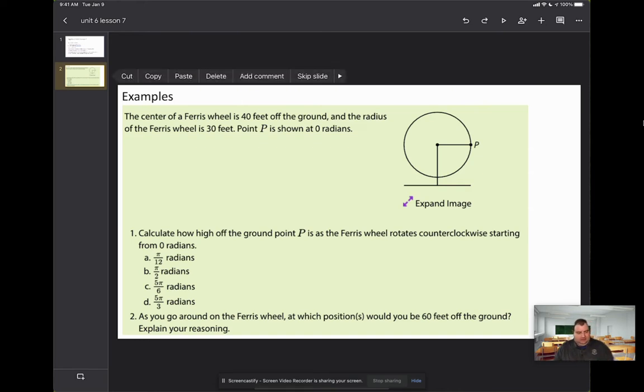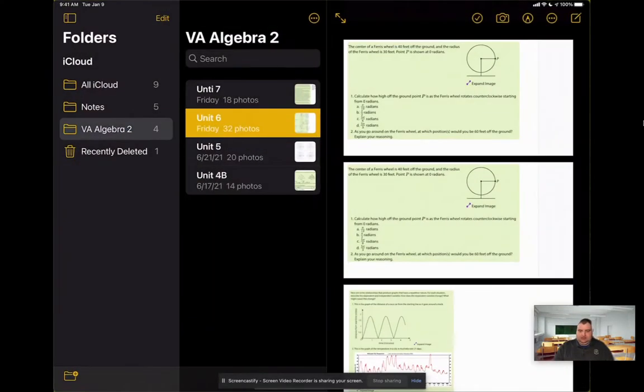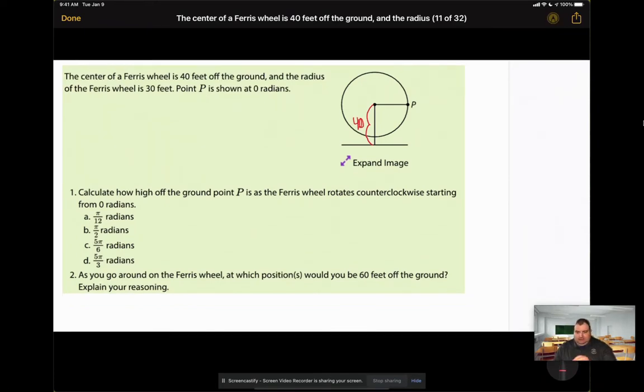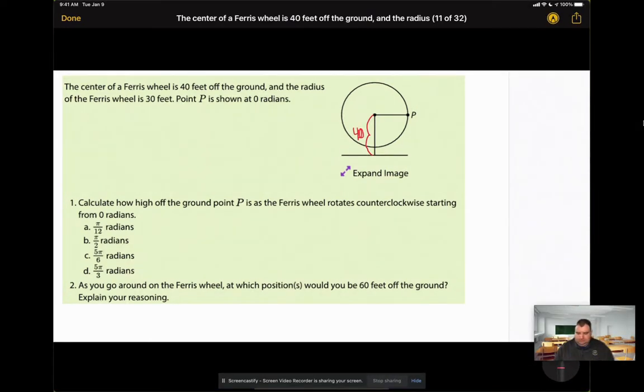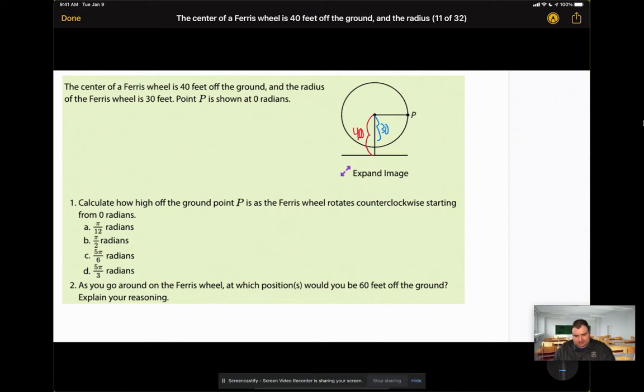So what they're saying is that this right here is 40 feet. Okay. And then if I change the color, the radius is 30 feet. Okay. So no matter where I draw the radius, it is 30 feet, which means this little part right here is going to be 10 feet in order to get the center 40 feet off the ground.